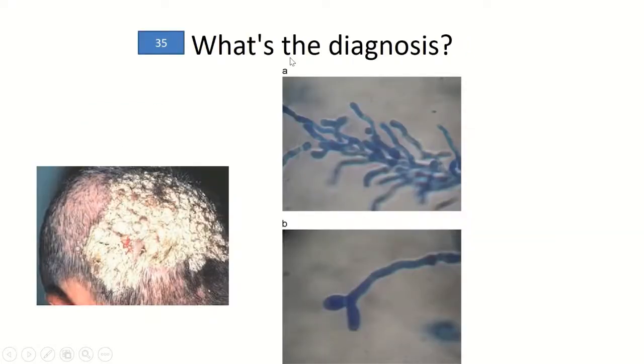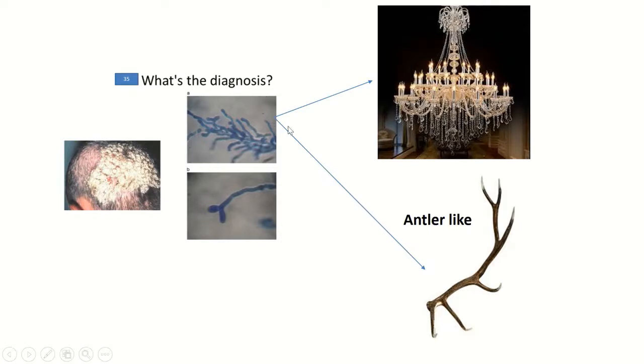Question 35, what's the diagnosis? The clinical image shows thick yellow crust. In culture study, here we have the chandelier or antler-like shape. Taken together, favus is suggested. Chandelier is a French term that is now commonly used in English as a large decorative hanging light, or antler-like.